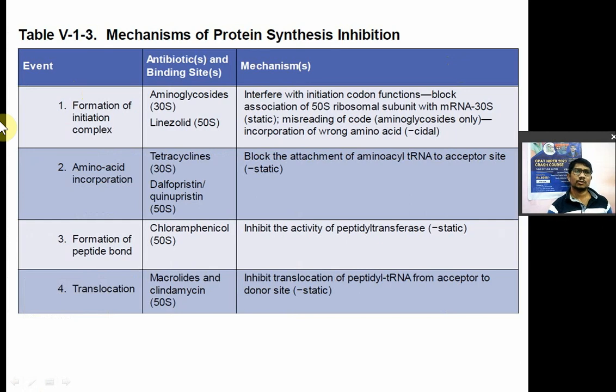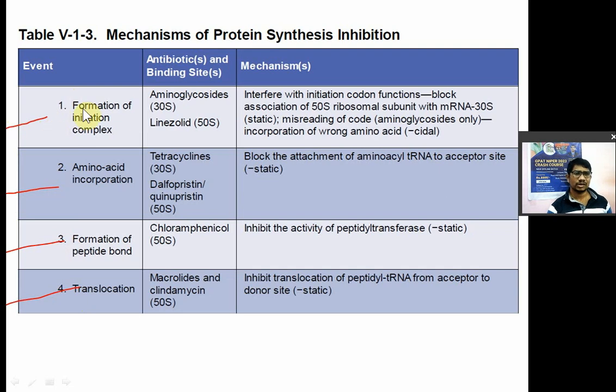The first step in protein synthesis in the prokaryotes is known as the formation of the ternary complex, or formation of the initiation complex. The second step is the incorporation of amino acid. The third step is the formation of peptide bond. The fourth step is the translocation. If you want to revise your protein synthesis, you can go to our channel's biochemistry playlist and you will find a full video on protein synthesis over there.